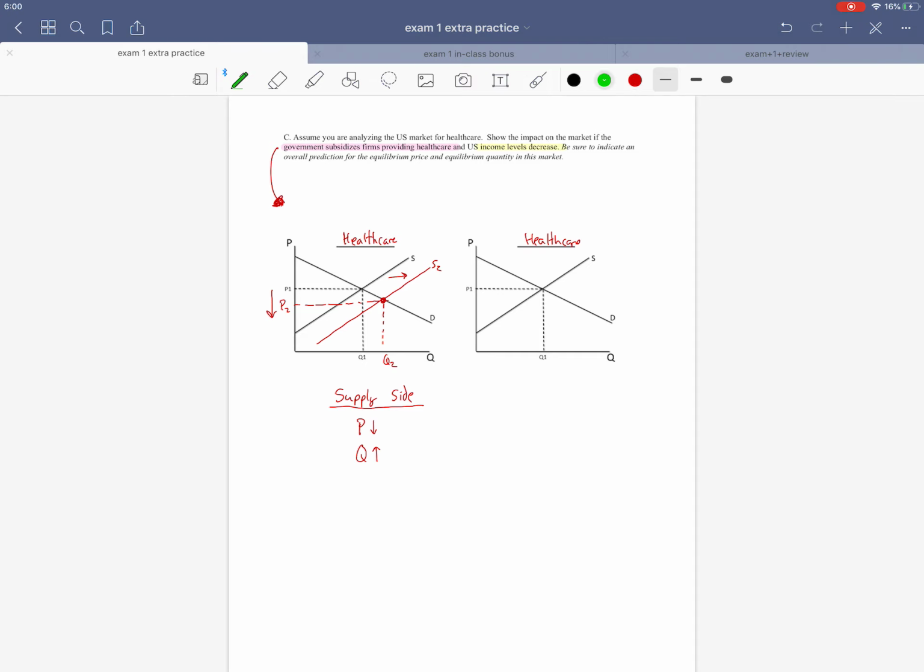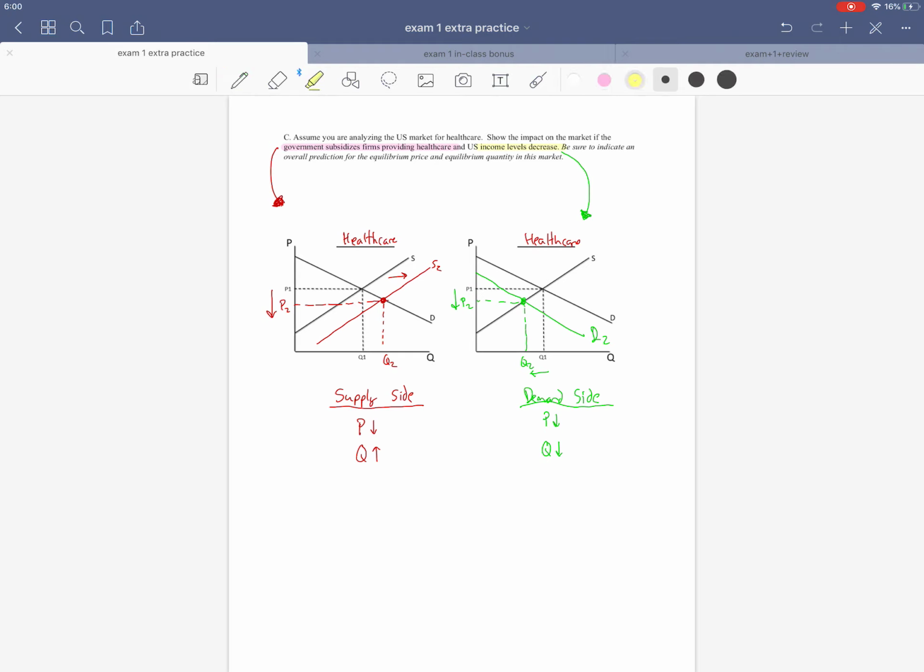Now on the demand side, we see that U.S. income levels are decreasing, and if we're assuming that healthcare is a normal good, when incomes go down for a normal good, demand also goes down. So that's going to be a leftward shift of our demand curve. Find our new equilibrium price and quantity, P2, Q2. So on the demand side, we see prices going down and quantity is going down.